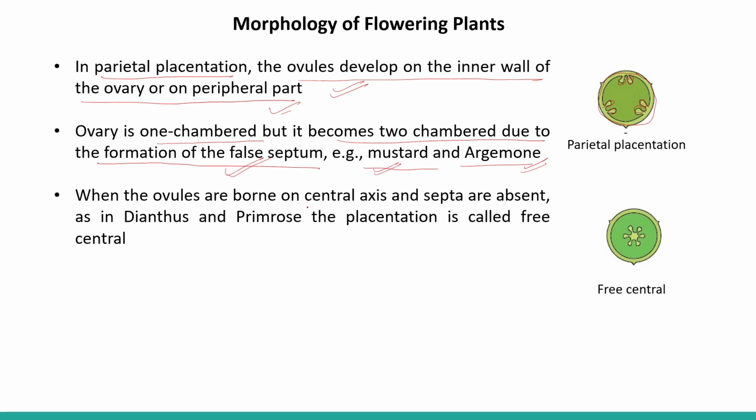When the ovules are borne on the central axis and the septa are absent. Okay. So here there is one central axis and the ovules are attached to it, but there is no septa or locule formation. So in the case of dianthus and primrose, placentation is free central.